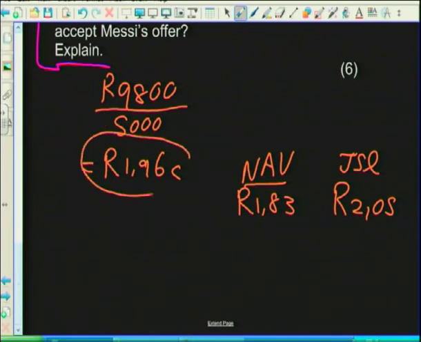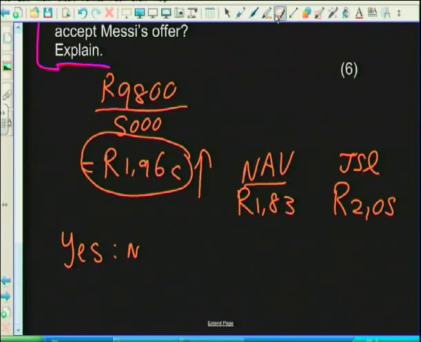We've got Mercy, who is offering 1 rand 96 cents, but the shares are worth 1 rand 83. So should David accept this offer or not? Okay, yes, he should. He should accept the offer, because obviously he's getting a much higher amount in comparison to net asset value. So if we say yes, the explanation that we are giving, or the reasoning behind us saying yes, is that the offer, let's just correct that quickly.